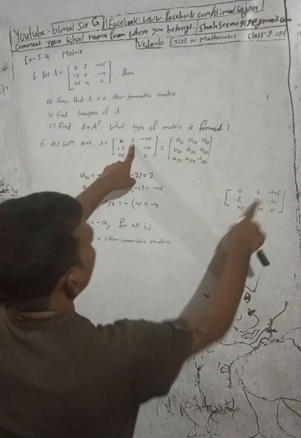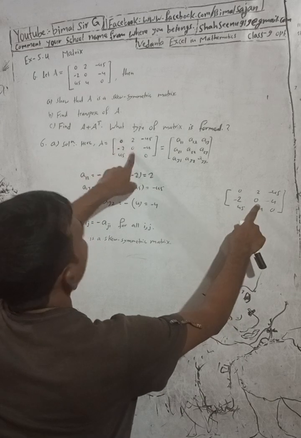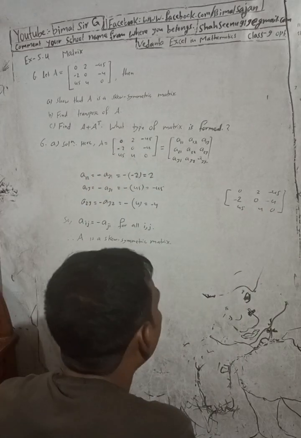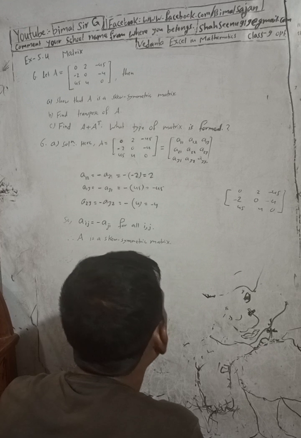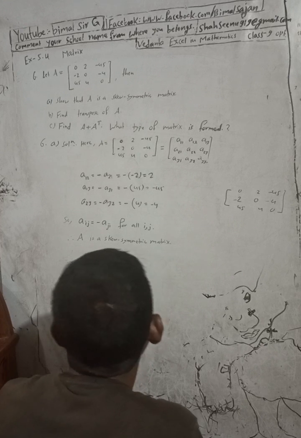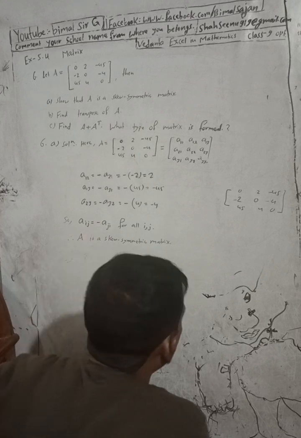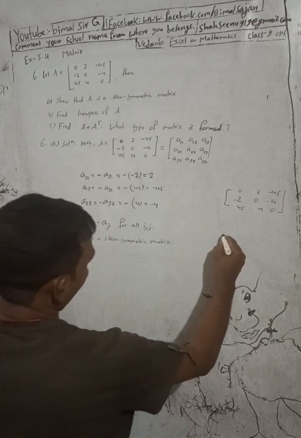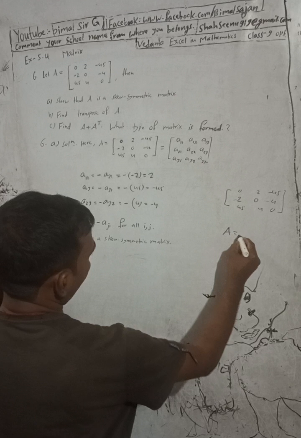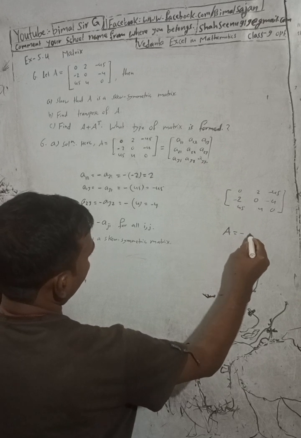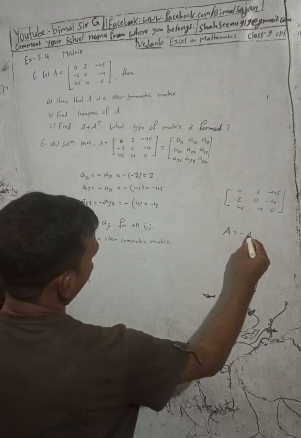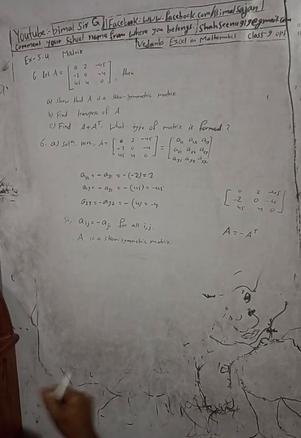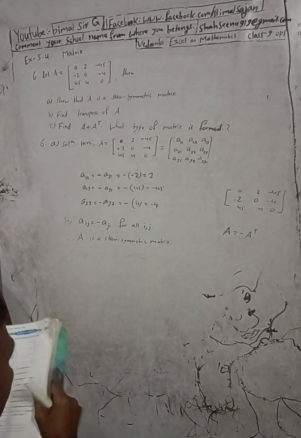0, 2, minus 45; minus 2, 0, minus 4; 45, 4, 0. Right, so if we take minus common, we can also write this as A is equal to minus of A transpose. This is our solution.